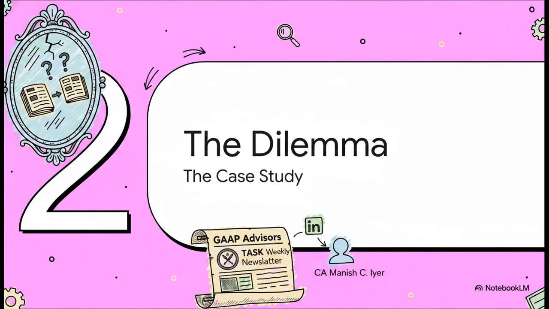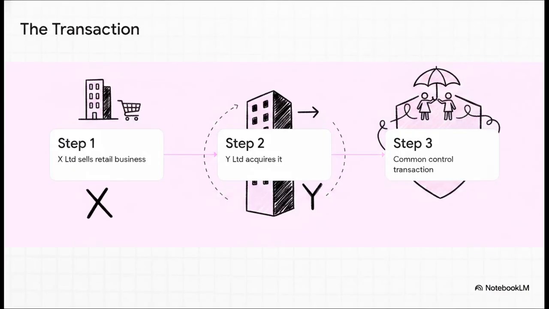Section 2. The Mirror Accounting Dilemma, the case study. Today's case study actually comes directly from the 213th edition of the GAAP Advisors Task Weekly newsletter, authored by CA Manish C. Iyer, Director at GAAP Advisors, and published on LinkedIn. Let's move to the specifics and see how this builds.